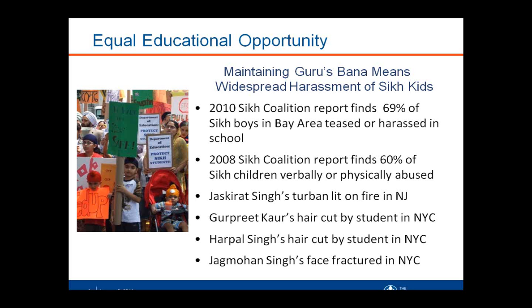In 2008, the Sikh Coalition did a similar report in New York City, again surveyed over 1,000 Sikhs, and found that over 60% of our children were either verbally or physically abused in school. Again, attaching the word epidemic I don't think is an exaggeration. If 60% of the population had some sort of disease or illness, we would call it an epidemic. So literally these are epidemics of bias and harassment against our children because they maintain the Sikh way of life.